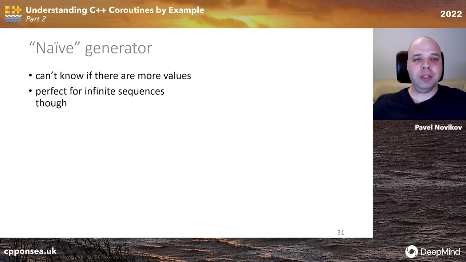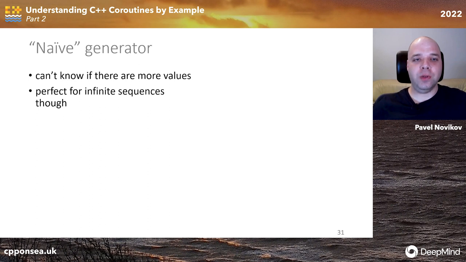So this implementation has at least two drawbacks. One of the drawbacks is that we have no idea how many values we can extract from our generator.